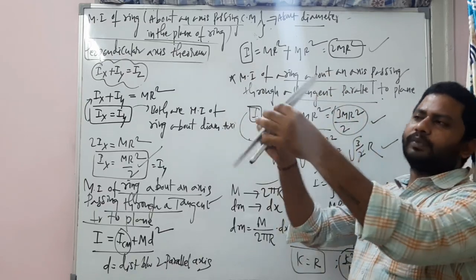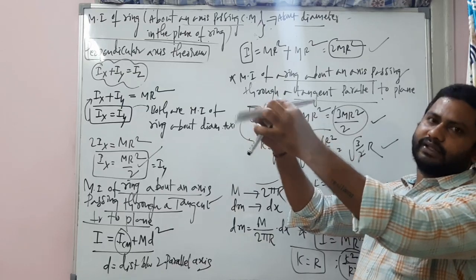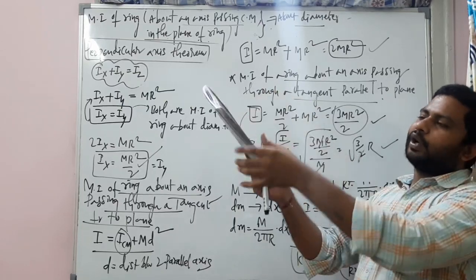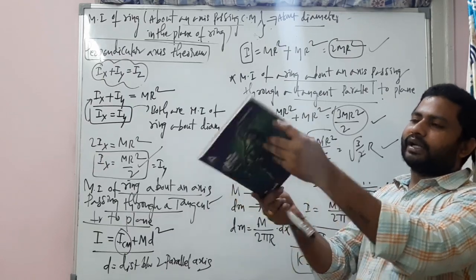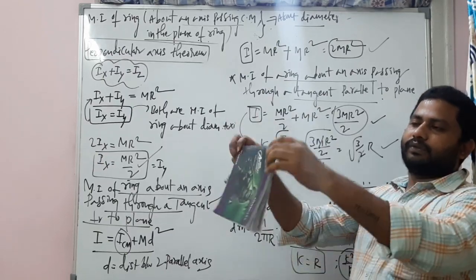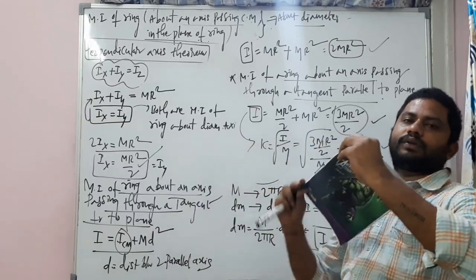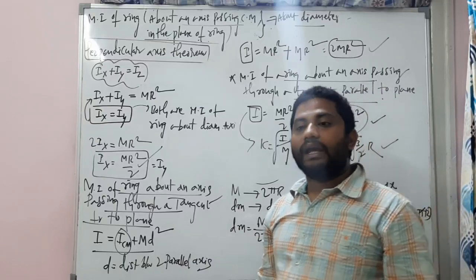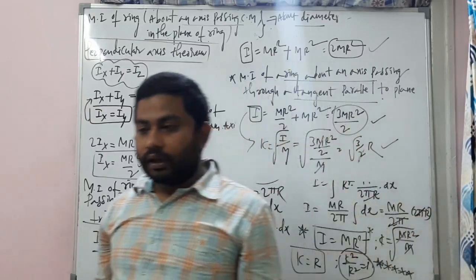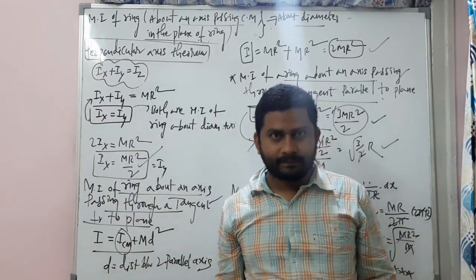And this book can also be rotated like this. Observe carefully. This book can also be rotated like this. So about each and every axis of rotation, the moment of inertia is different.